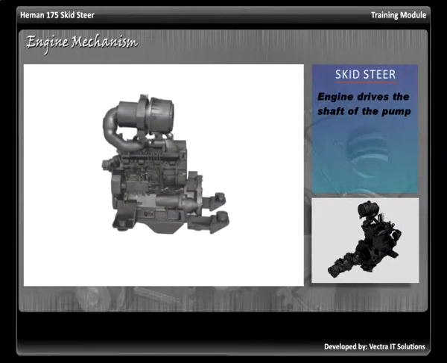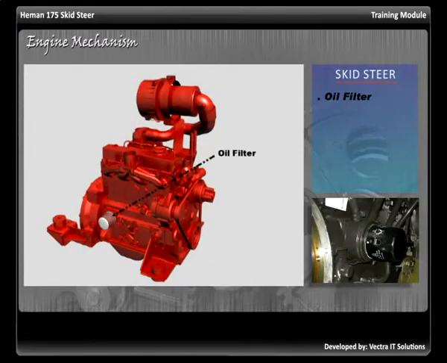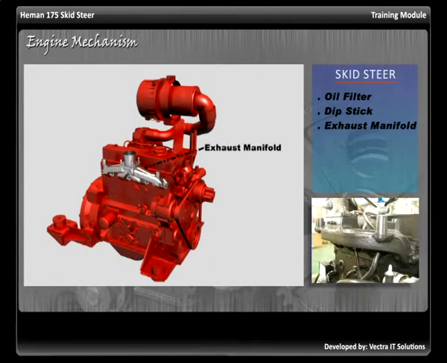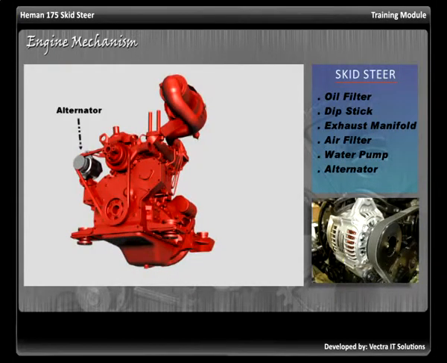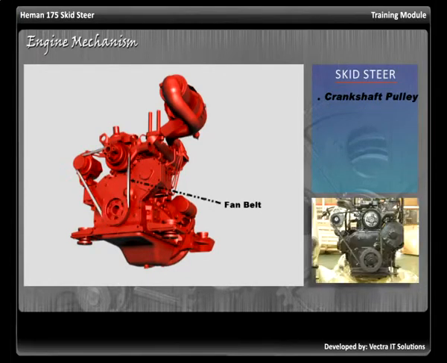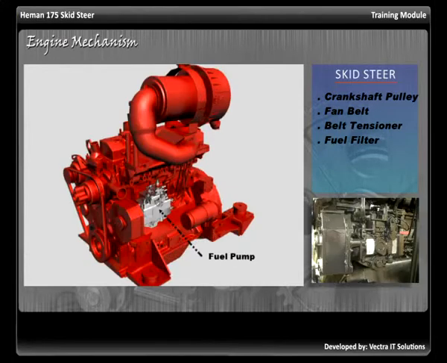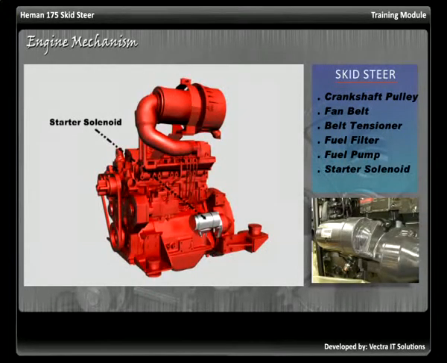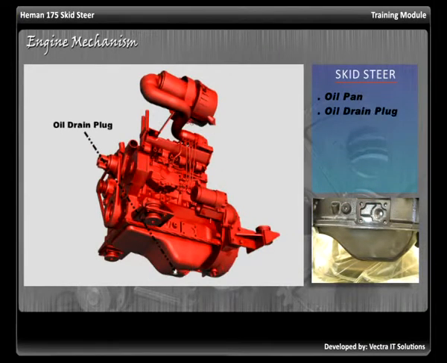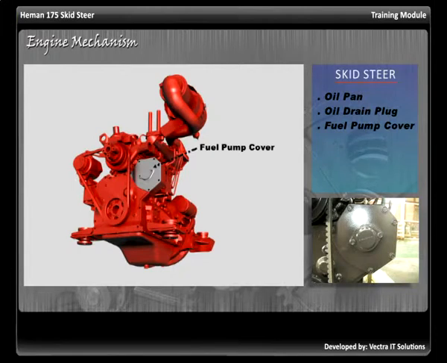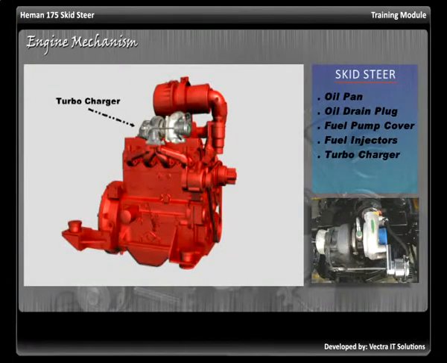Diesel engine in skid steer has the following main parts or assemblies: oil filter, dipstick, exhaust manifold, air filter, water pump, alternator, crankshaft pulley, fan belt, belt tensioner, fuel filter, fuel pump, starter solenoid, oil pan, oil drain plug, fuel pump cover, fuel injectors, turbocharger.